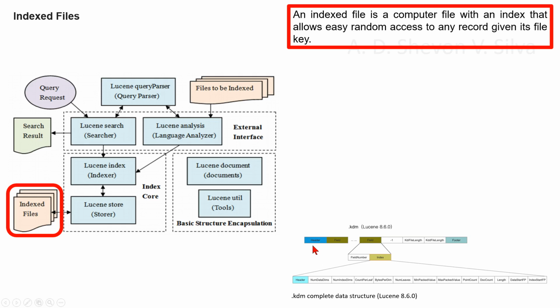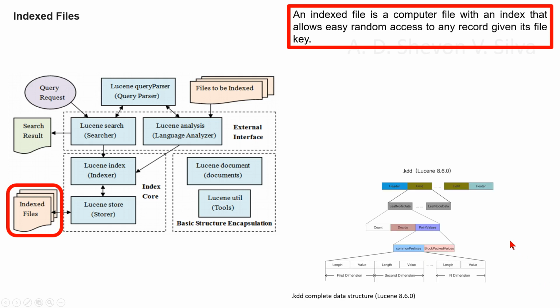Here the .kdm consists of a header and fields, -1, kdi file length, kdd file length, and footer. A field consists of a field number and index. Index consists of header, num data dims, num index dims, count per leaf, bytes per dim, num leaves, min packed value, max packed value, point count, doc count, length, data start FP, and index start FP.